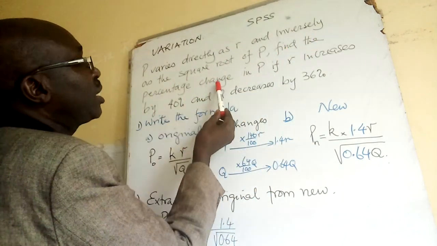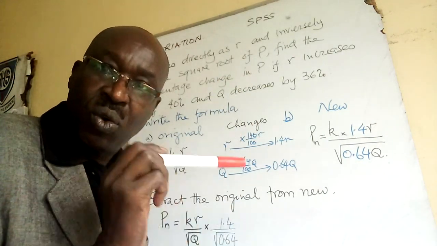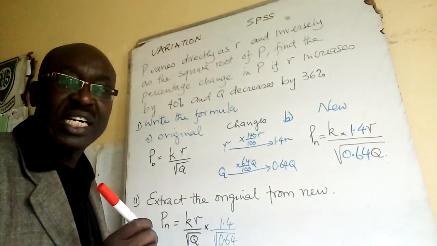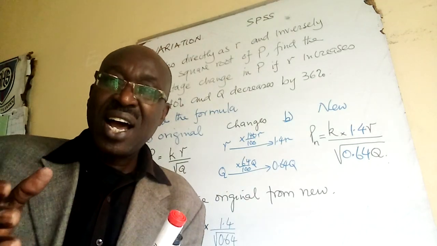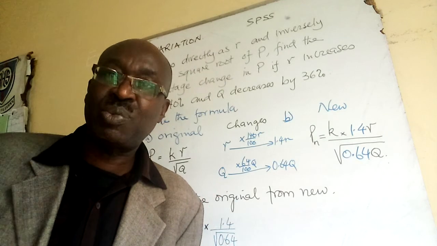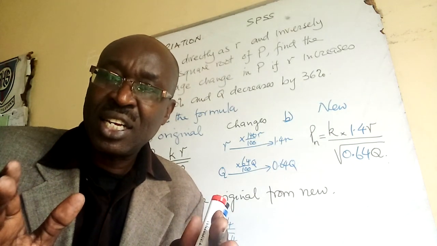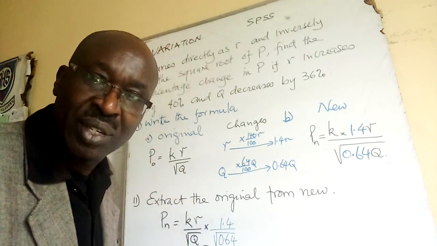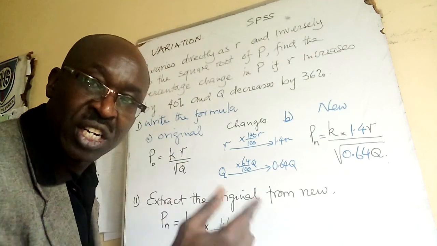Find the percentage change in P. What happens to P if R is increased by 40% and Q is decreased by 36%? In this question, I'm giving you a shortcut, but safe. Some shortcuts are dangerous. This is safe.